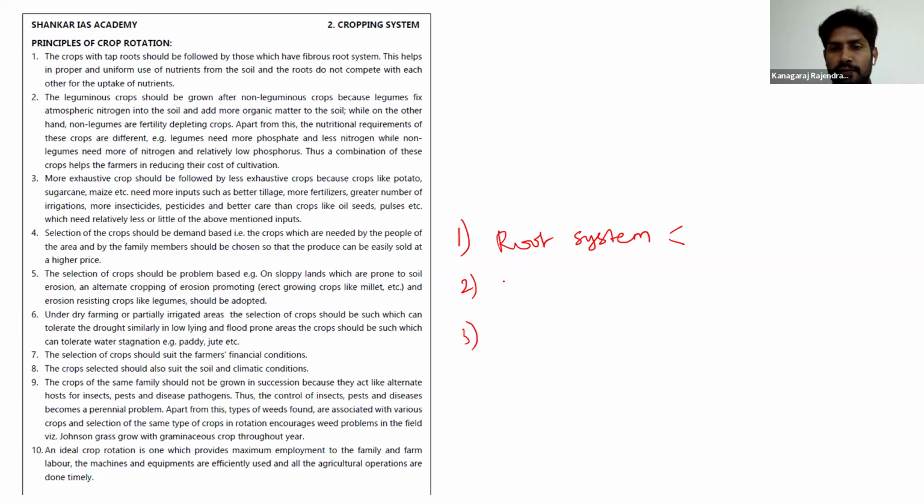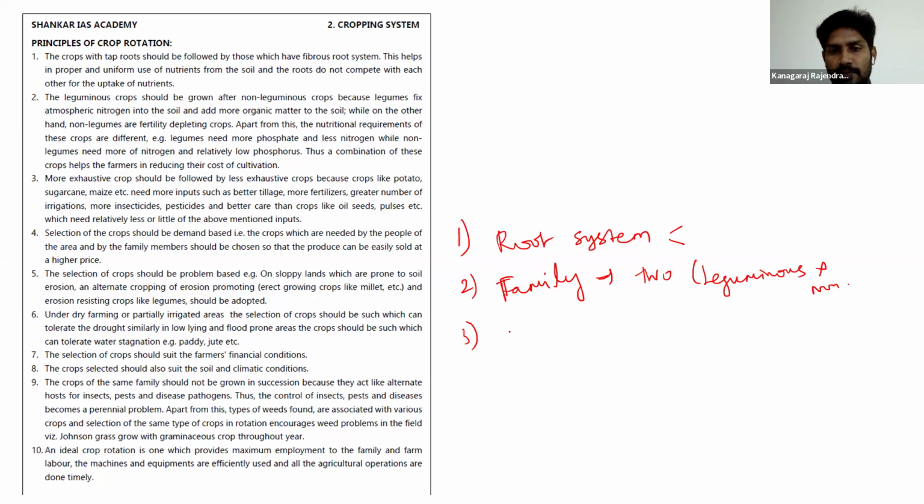Then the second point should be the crops should be from two different families. So we can mention the crops from different families. So one is from monocot, another is from the dicot. Maybe the leguminous and non-leguminous crop rotation is favorable. Maybe you can write here leguminous and non-leguminous crops, rotation of these two. Just you can mention only these words.